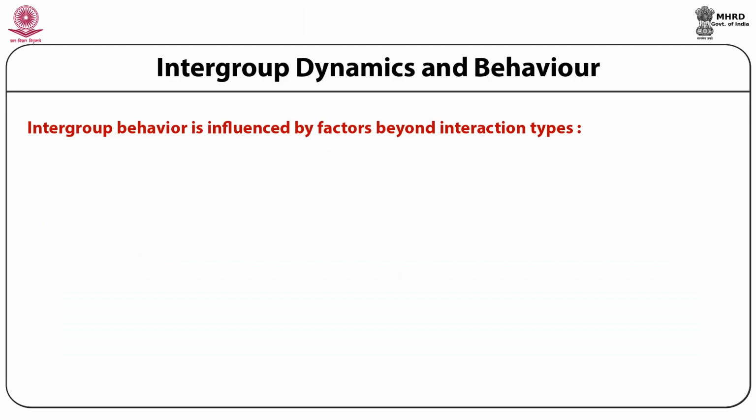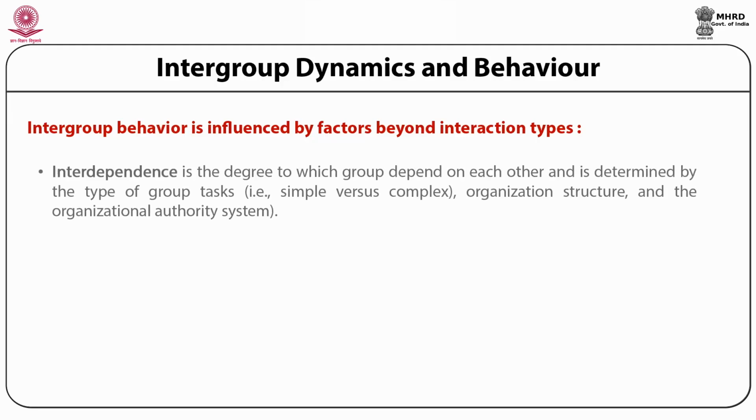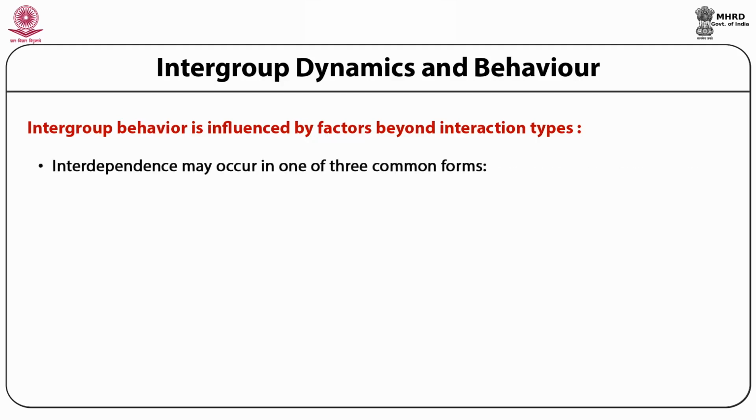Intergroup behavior is influenced by factors beyond interaction types. Now, it's important to understand that interdependence in intergroup behavior is very important. Now, all of you know what interdependence is. Well, it's the degree to which groups depend on each other and is determined by the type of group tasks, that is, if the task is simple or complex, the organization structure, and the organizational authority system. Interdependence may occur in one of three common forms: pooled interdependence, sequential interdependence, or reciprocal interdependence.